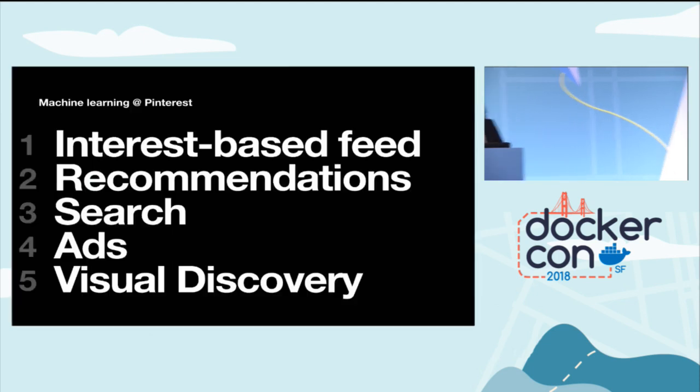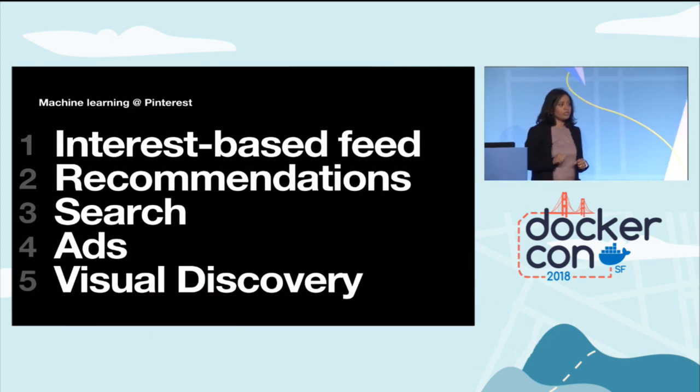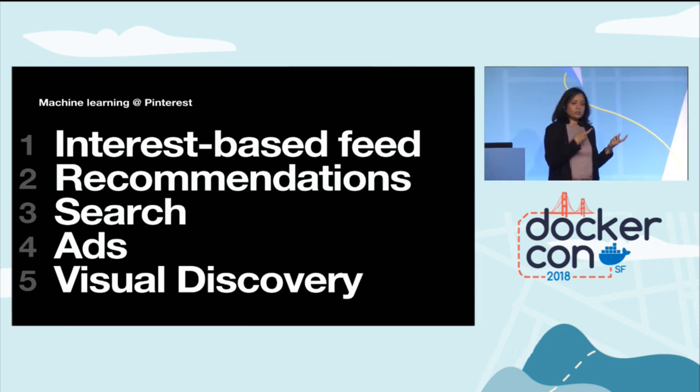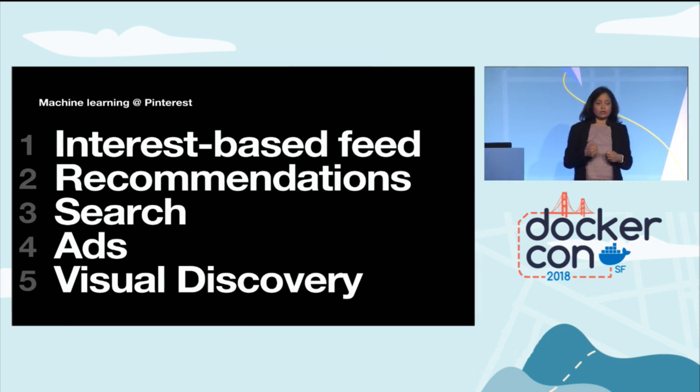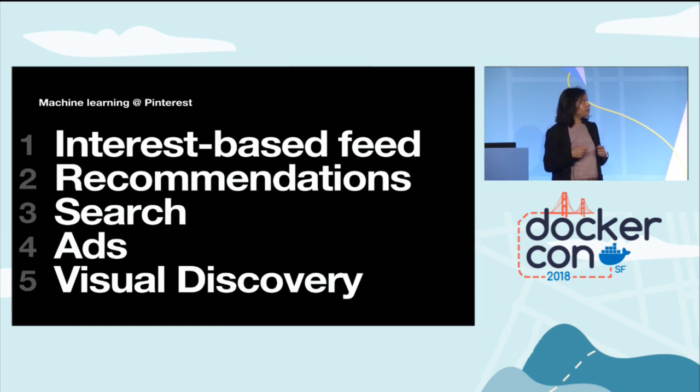So coming back to the different places where machine learning is used at Pinterest, interest-based feed is what I just said. It's also known as the home feed, where the user tells us what they're interested in, and we render a bunch of pins based on those interests. Recommendations, as I said, is where Pinterest recommends the pins we think the user is very likely to engage in based on what the user has told us.